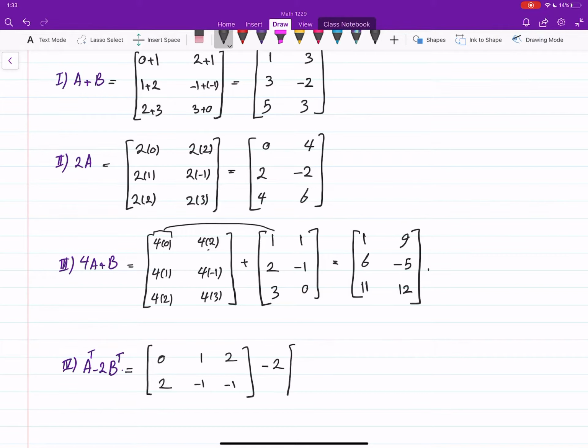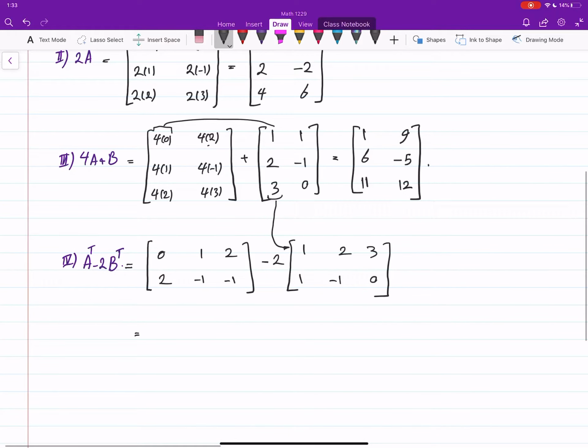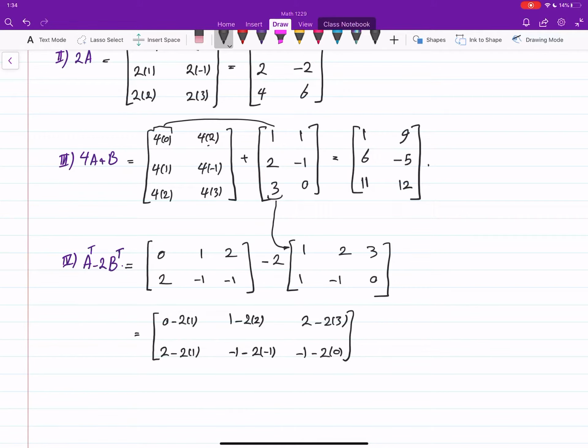Minus 2 times the transpose of this one. So this is first column, goes to the first row. It will be 1, 2, 3. And 1, negative 1, 0. So now we have two 2 by 3 matrices, and we are doing this operation. 0 minus 2 times 1. Now I'm doing everything in one step. 1 minus 2 times 2. 2 minus 2 times 3. 2 minus 2 times 1. And negative 1 minus 2 times negative 1. And negative 1 minus 2 times 0. You can add them and just complete those ones.